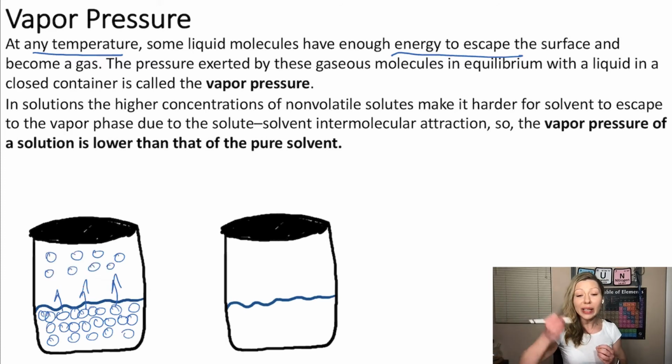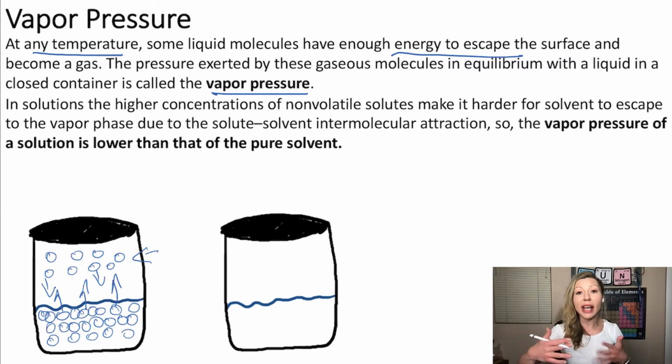And the pressure exerted by these gas molecules right here in equilibrium with the liquid in this closed container is going to be called the vapor pressure. Of course, there is an equilibrium, so at any point of time, there will be gas molecules that are returning back into the liquid phase.